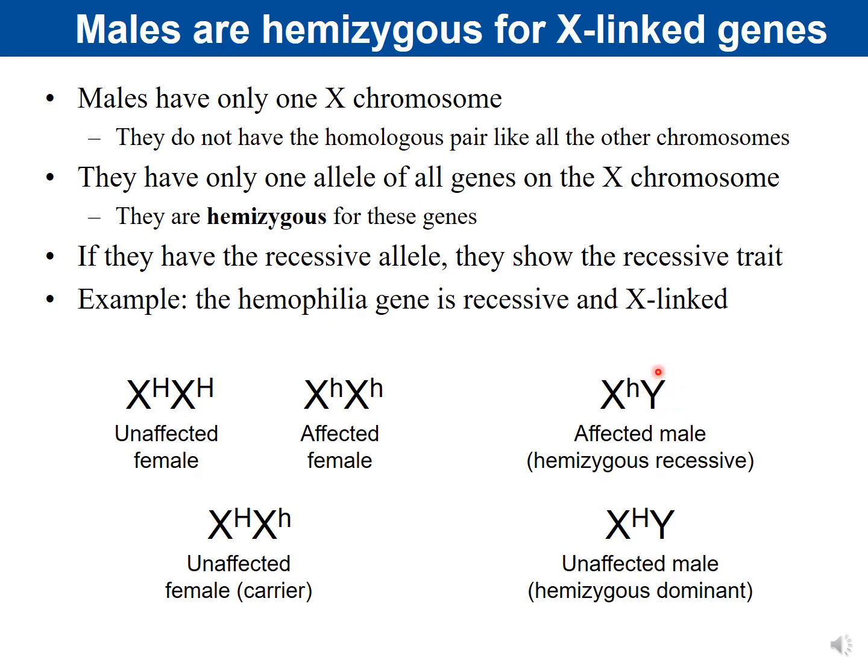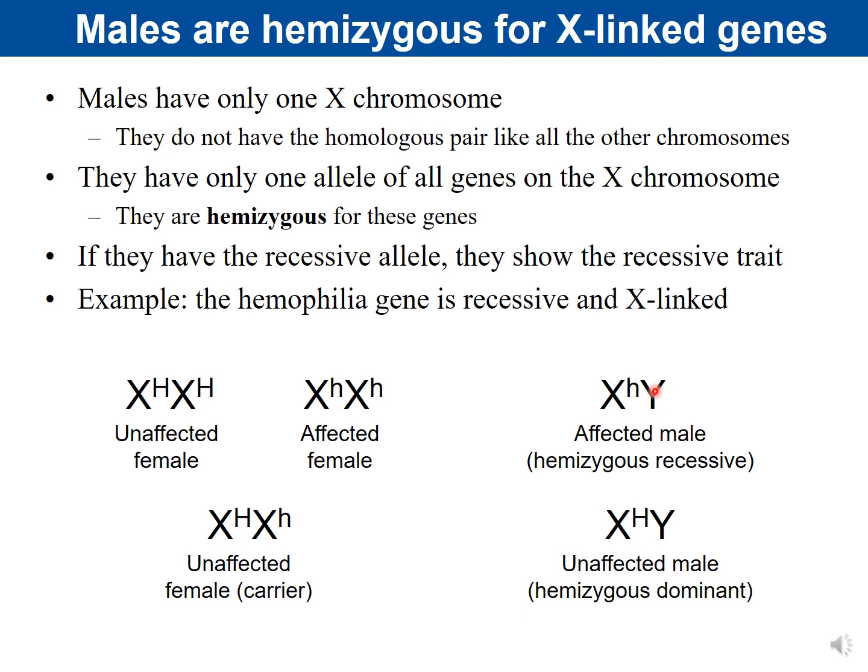So notice that for a male to have the disease, he only has to inherit 1 bad copy of the gene. Females have to inherit 2 bad copies to have the disease. So this is the same with color blindness. The reason that males are at a higher risk of being colorblind is because a male only has to inherit 1 bad copy to be colorblind, whereas a female has to inherit 2 bad copies.